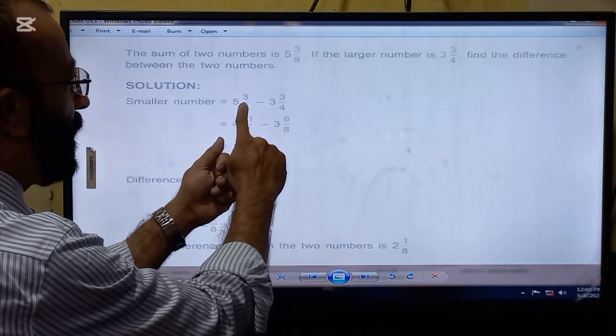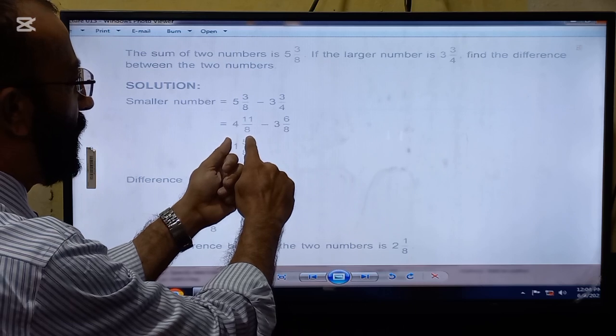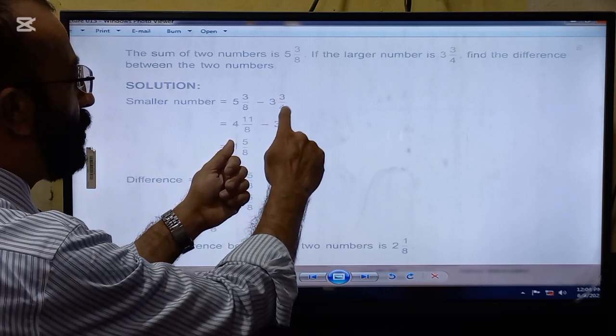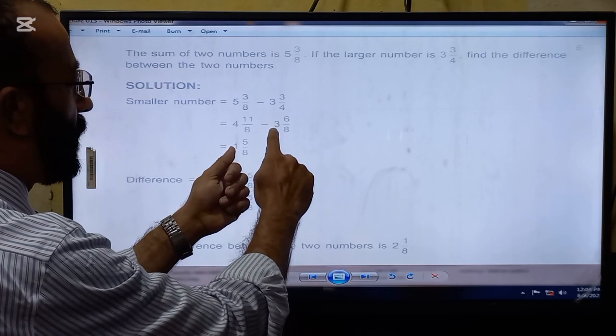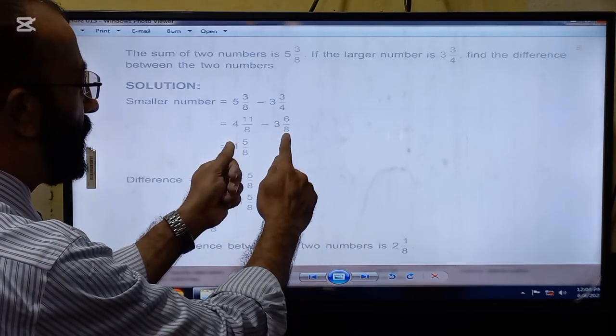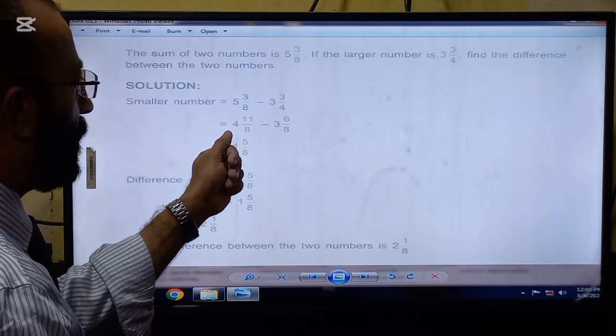So 8 will be added with the 3, so 3 plus 8 is 11, and 8 will remain as it is, and this fraction part is going to be multiplied with 2. So 3 2s are 6 and 4 2s are 8. This 3 will remain as it is. So these are now like fractions. So now solve the whole part.